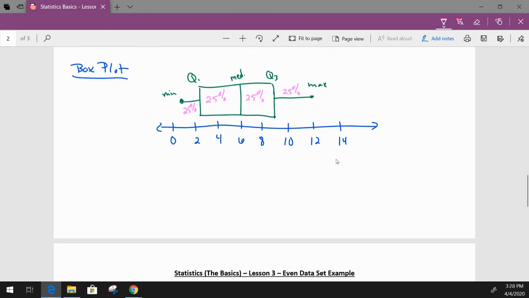Okay, so there's one more thing that I would like to do, and that is to talk about the difference between sample variation and sample standard deviation, but I'm going to do that in the next lesson.